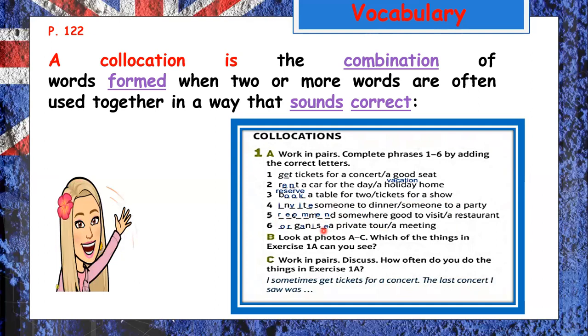Next, look at the photos for 8C and say which of the things in exercise 1A you can see. You need to discuss how often you do these things in exercise 1. Example: I sometimes get tickets for a concert. The last concert I saw was, and you can mention the famous person.